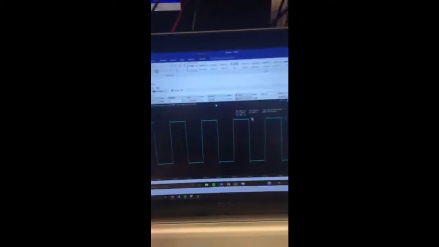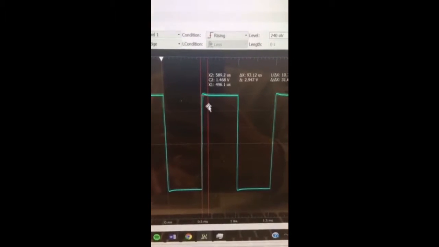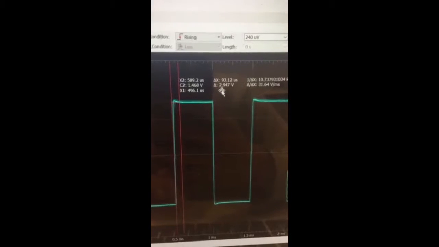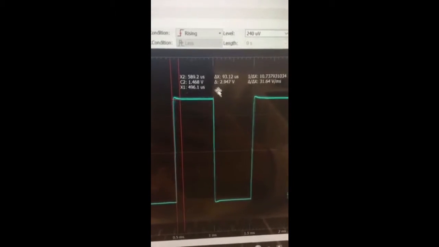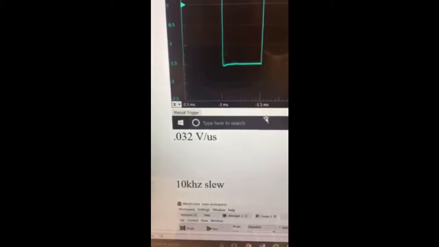So this is a screenshot of the output waveform at 1 kilohertz. We found the slew rate by seeing the time it takes to turn back into a square wave. This is done by finding the change in the y-axis, or the change in voltage, and putting that over the change in the x-axis, or the change in time. When we did that, we got a slew rate of 0.032 volts per microsecond.